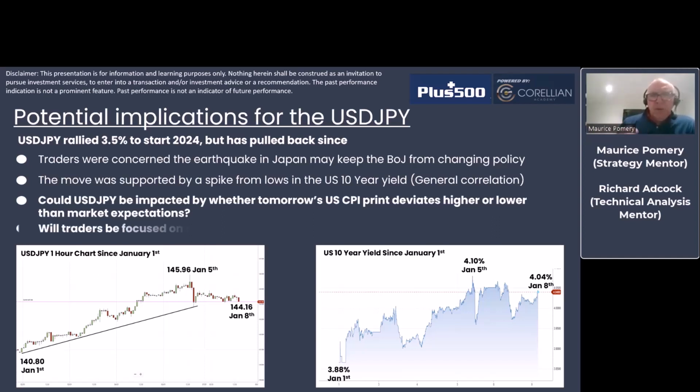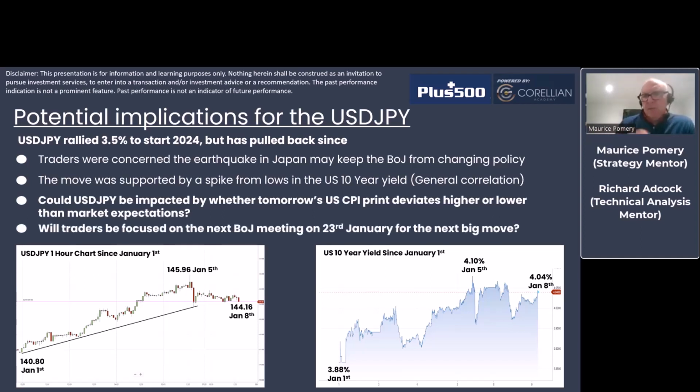But I do think dollar yen could be impacted quite a bit by tomorrow's US CPI print because it is so closely correlated with US yields. So, if we come in higher on the CPI print than expected, expect dollar yen to move higher. If it comes in lower, expect it to move down.